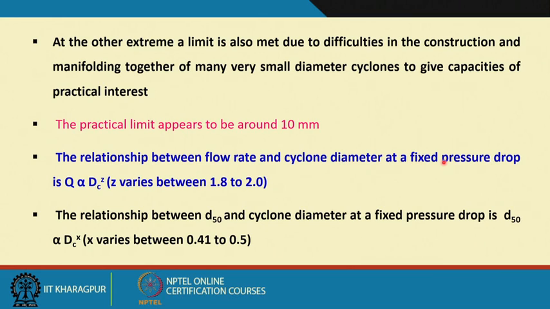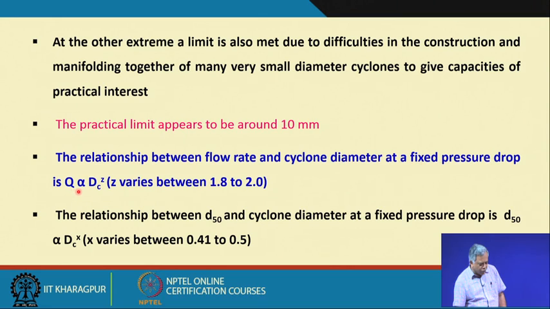So, naturally your flow rate and your cyclone diameter have to be matched. The relationship, and these are all empirical relationships, at a fixed pressure drop is Q is proportional to dc to the power z, where dc is the cyclone diameter, Q is the volumetric flow rate, and z varies between 1.8 to 2.